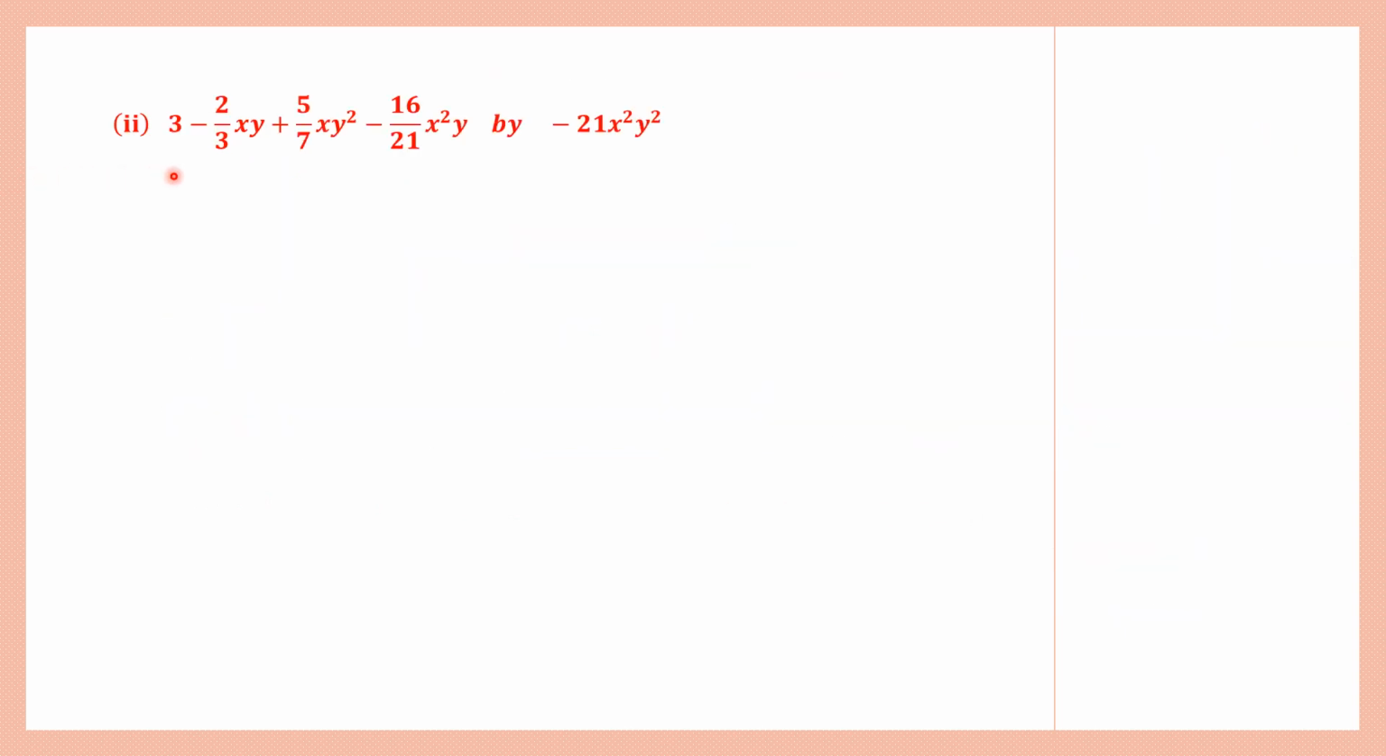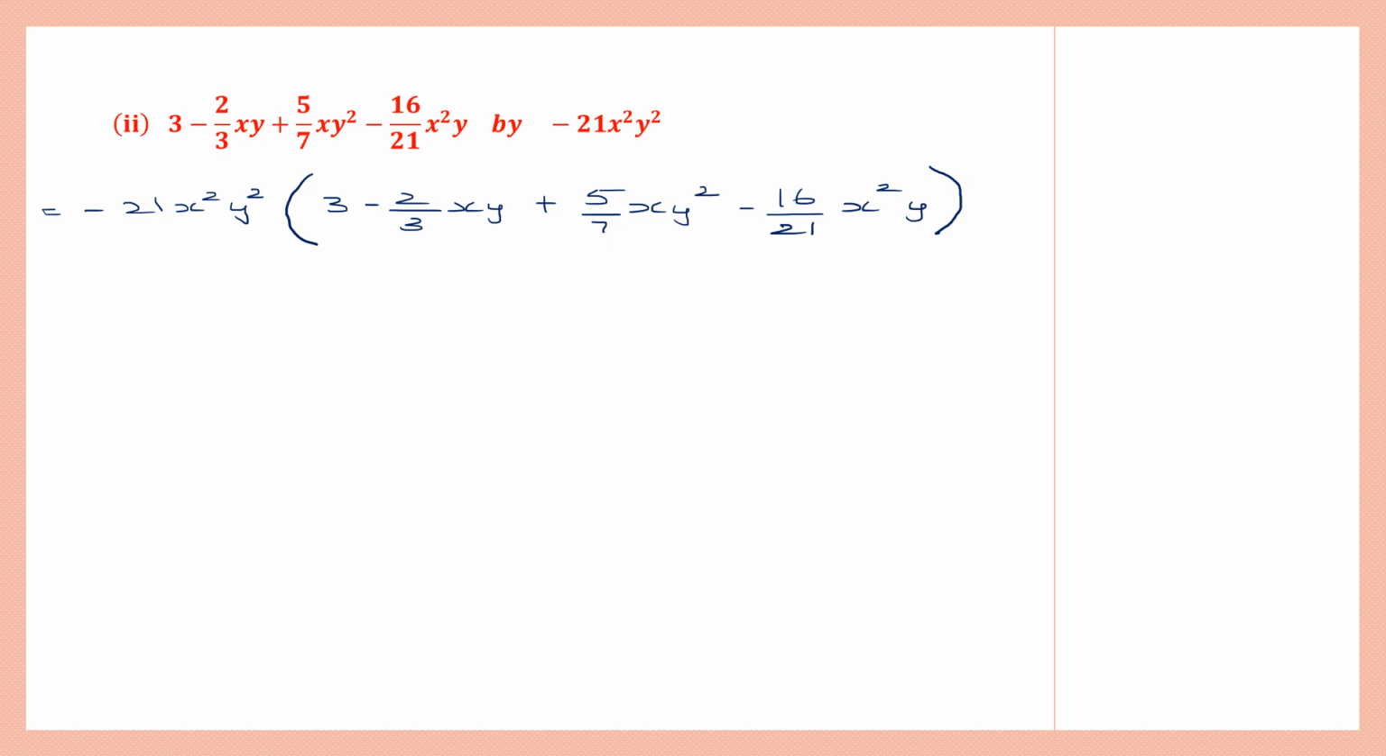So here we're going to multiply this polynomial by this monomial. So let's write that monomial first. So that will be minus 21 x square y square into, now in brackets let's write this, 3 minus 2 by 3xy plus 5 by 7xy square minus 16 by 21x square y. Okay, so as you know, what we have to do here is multiply this monomial with each term inside.